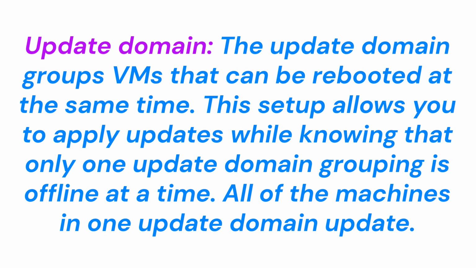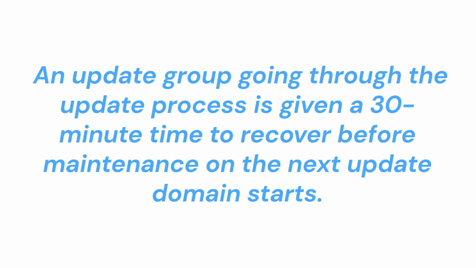Update domain. The update domain groups VMs that can be rebooted at the same time. This setup allows you to apply updates while knowing that only one update domain grouping is offline at a time. All of the machines in one update domain update. An update group going through the update process is given a 30-minute time to recover before maintenance on the next update domain starts.